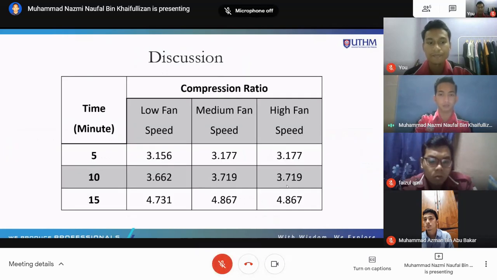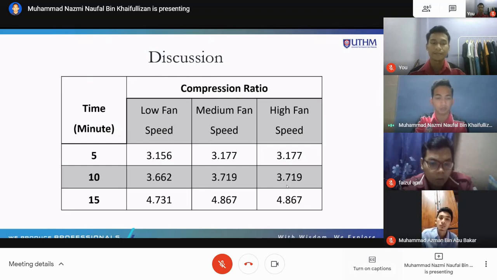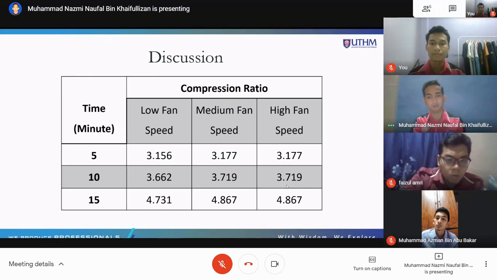Okay, thank you, Nazmi. Now I will proceed to the discussion. As you can see here, it shows a table. The table is the result of the experiment for low fan speed, medium fan speed, and high fan speed.